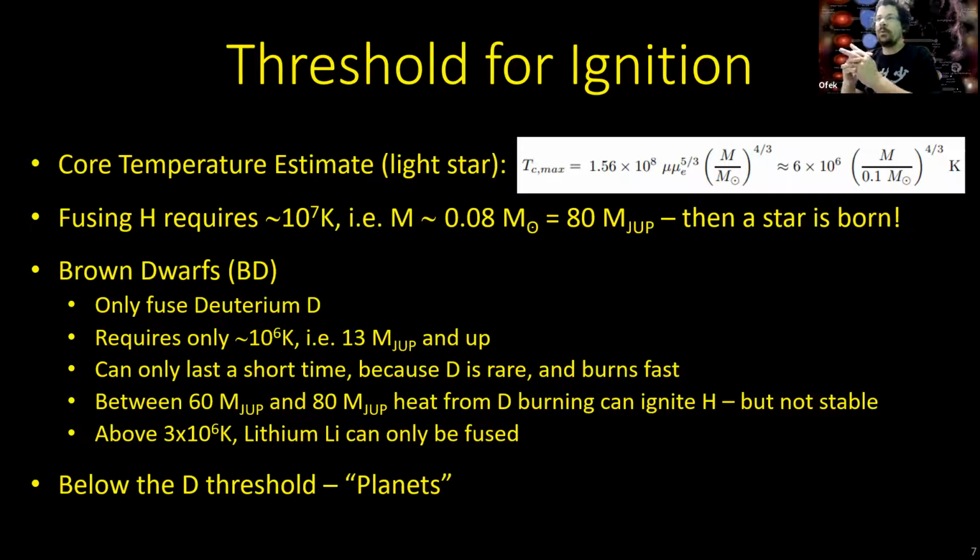Below these limits, when you run out of these options, you're basically left with what today we would call a planet or a failed star. So brown dwarfs and lower, these are objects which are gravitationally bound, but do not produce energy from nuclear processes. Questions?